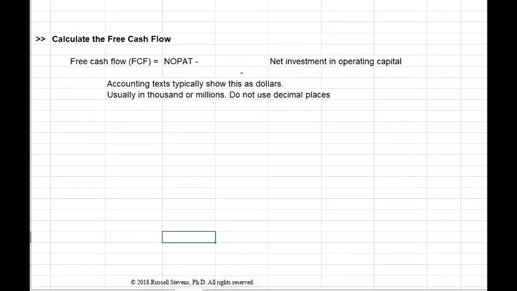The final metric for this video is free cash flow, abbreviated as FCF. This metric takes the NOPAT and subtracts the net investment in operating capital. Type 3894 in the workbook cell under NOPAT, 2095 in the workbook cell under net investment in operating capital, and use the same subtraction function as described in prior metrics.